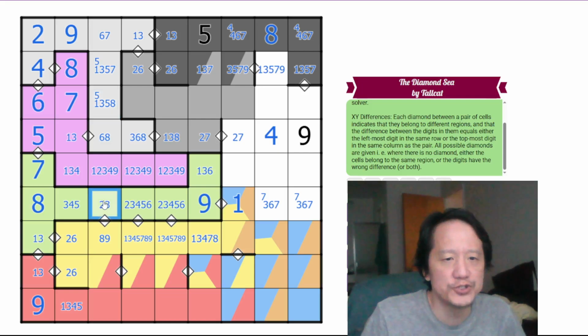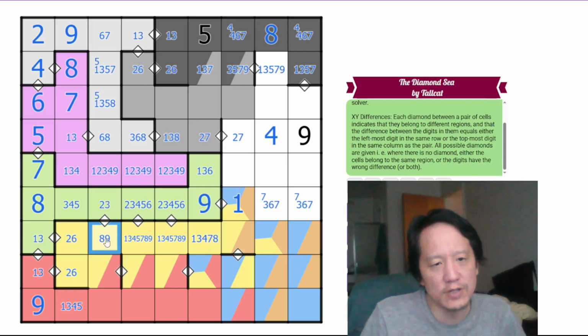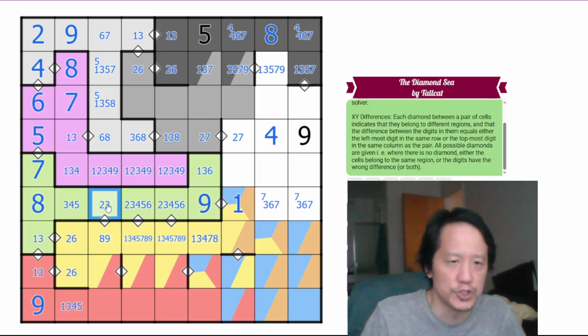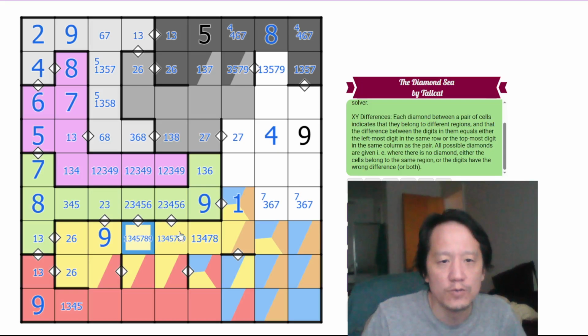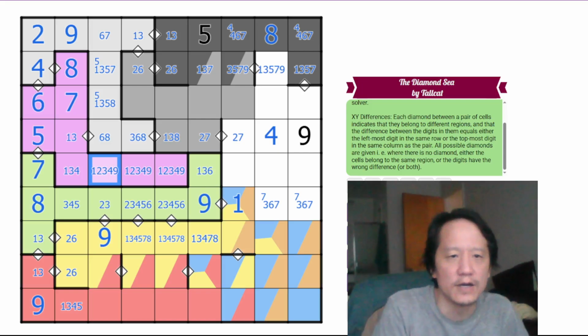Interesting. Okay. The only way that this can be 8 is if this is 2, to have a difference of 6. So if this is 2 and 8, that would force this to be 6 and this to be 6, and that's not allowed. So this cannot be 8. This has to be a 9 here, which means 9 cannot be either of these two. This can't be 9.